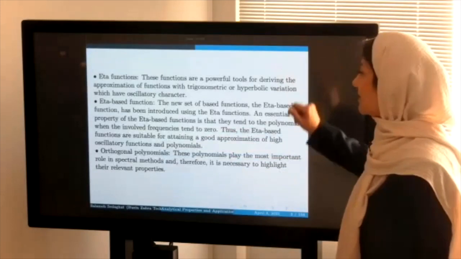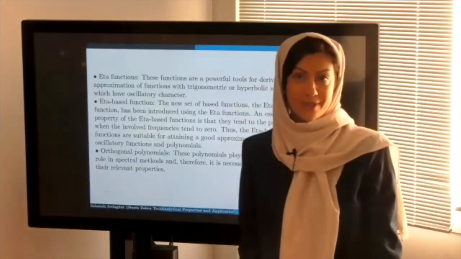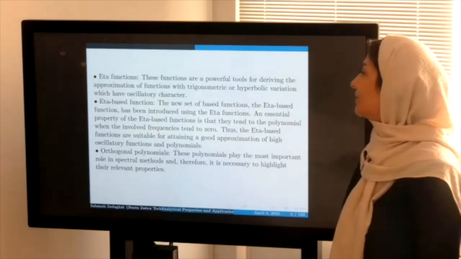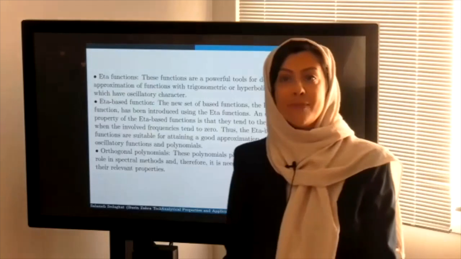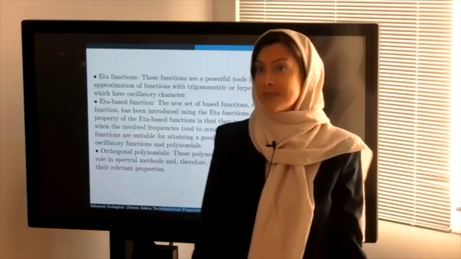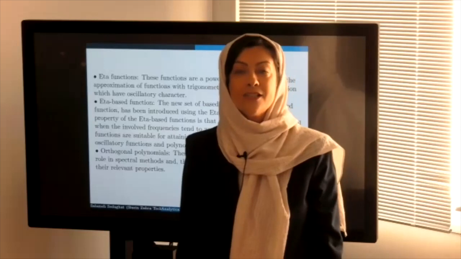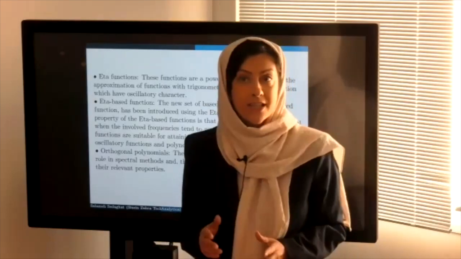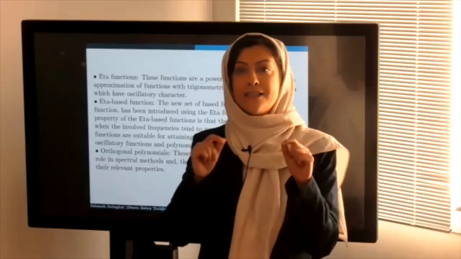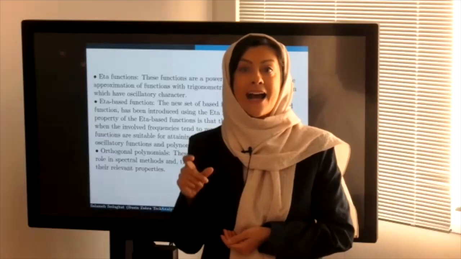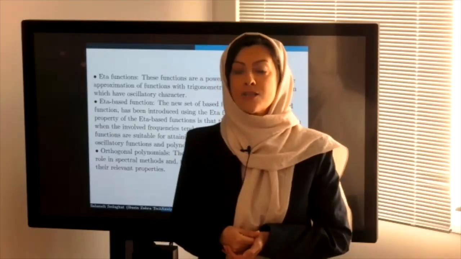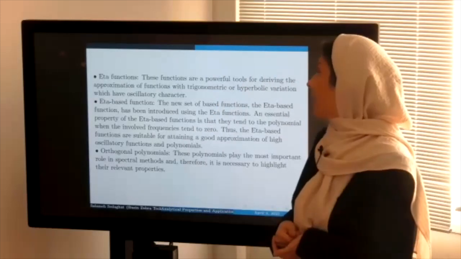I will tell you the outline of each lecture that we are going to learn. First, I'm going to talk about a special function, the eta function. Eta functions were introduced by Ixaru for the first time for solving the Schrödinger problems. These functions are powerful tools for deriving the approximation of functions which have trigonometric and hyperbolic variations and have oscillatory terms. So in this section, I'm going to talk about these functions.